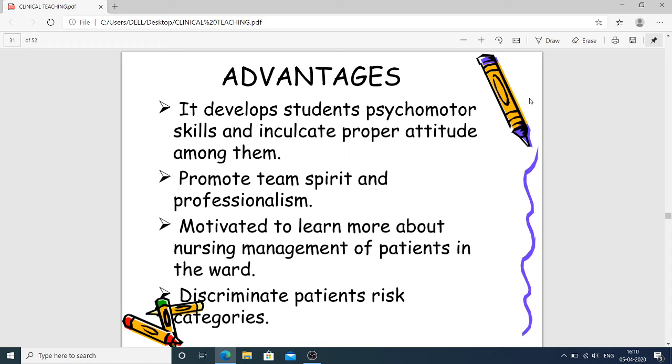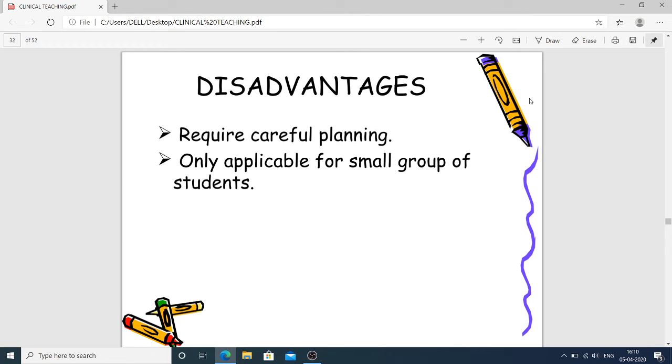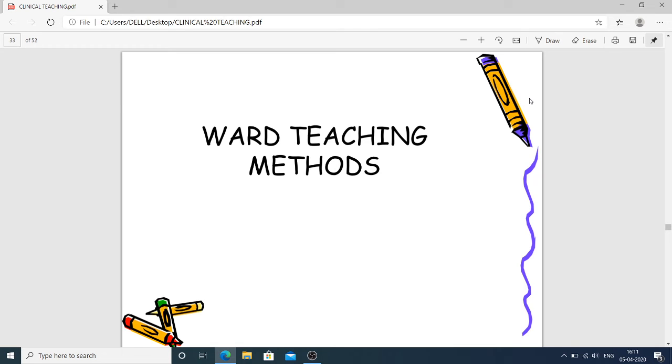They can enjoy the work in the team. Motivated to learn more about nursing management of patients in the ward, discriminate patient's risk category. Then disadvantages: it requires careful planning and is only applicable for a small group of students. After that, ward teaching methods, like giving a health talk in the ward, case presentation. Case presentation is given by the student teacher, and case study also. These come under the category of ward teaching methods.